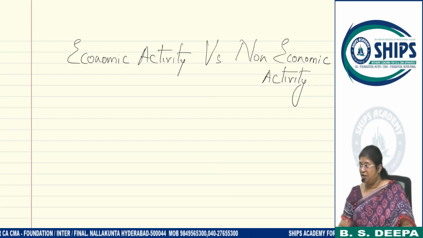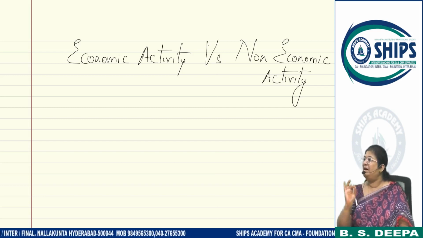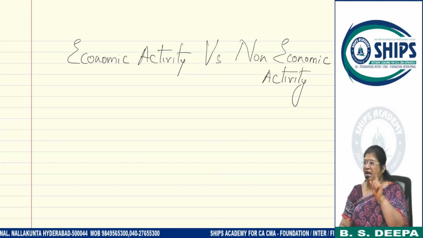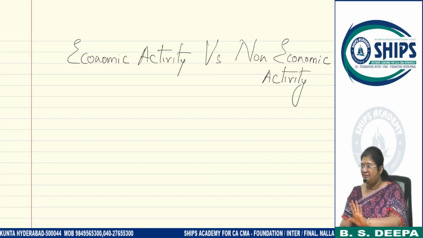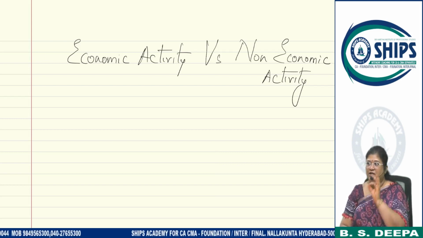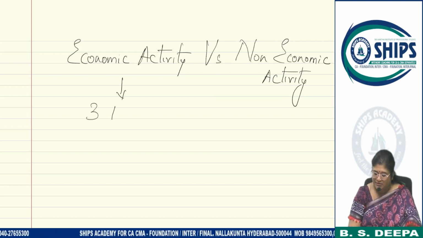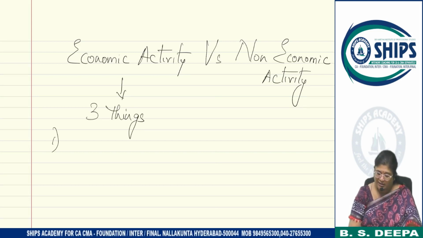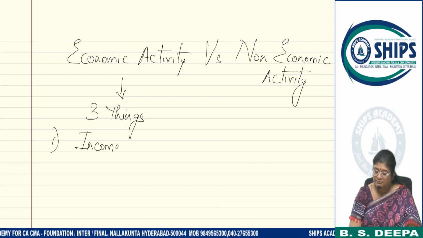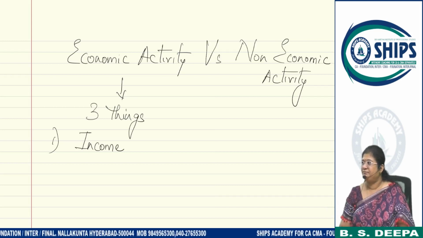So to make it more clear, you only have to remember three things which should be a part of economic activity. If any of these three things are missing, it is a non-economic activity. Very simple to remember like that. First one, it should be what? Income. Somebody should be earning income in this activity.